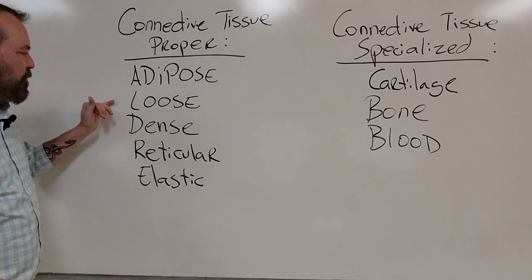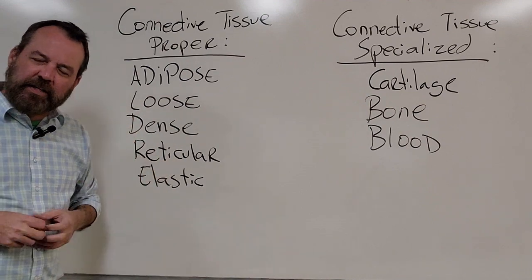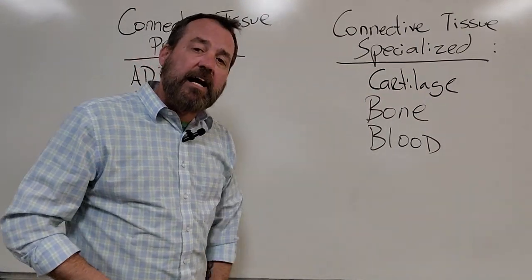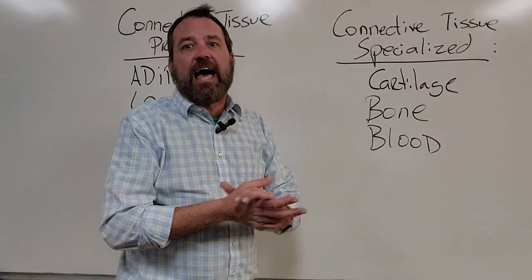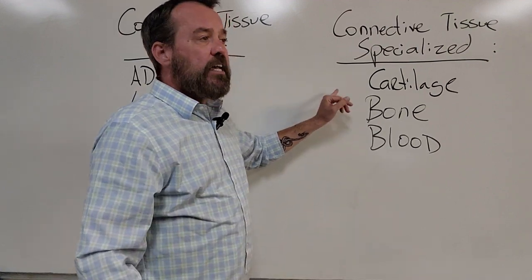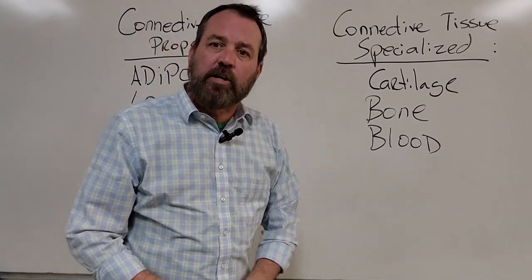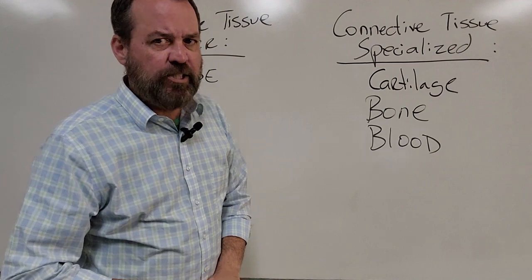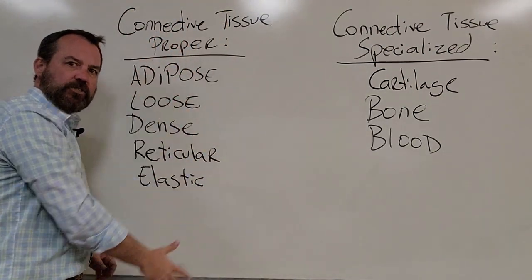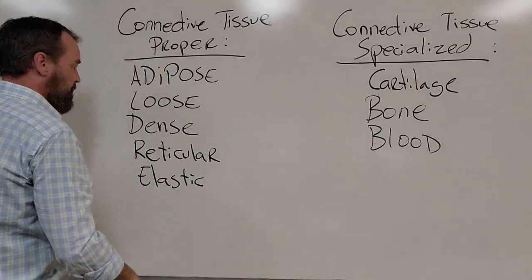Especially for things like loose, dense, and reticular, 100% that's absolutely connective tissue, just helping hold things together. With connective tissue specialized, this is the kind of tissue that you don't really think of as being a connective tissue, but it is. So I've got cartilage in all of its forms, I've got bone, and I've got blood. Blood is also a type of connective tissue. So for this one, let's know what are my connective tissue propers and what are my connective tissue specialized, so we can make that distinction on the test.